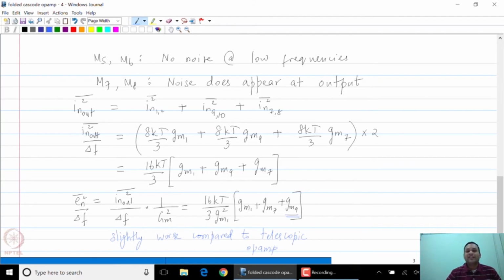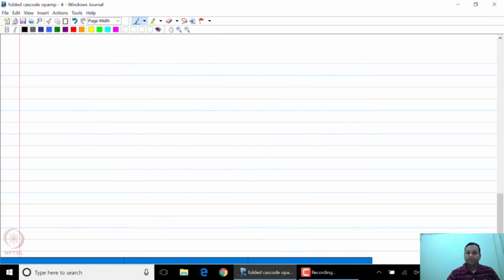This is because of the additional current sources M9 and M10. Similarly, if you were to look at mismatch, we are going to assume only VT mismatch exists, and you are trying to find out the input referred VT mismatch.